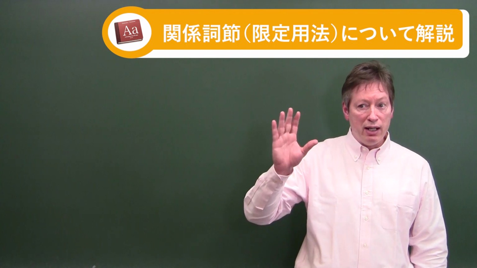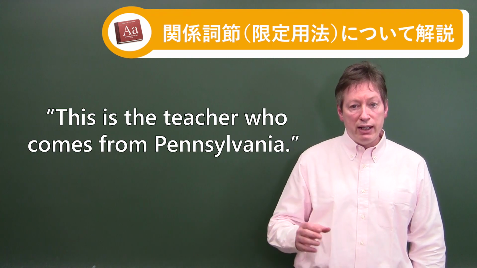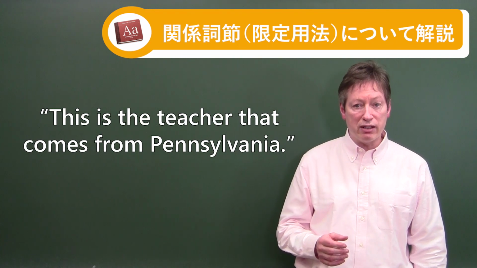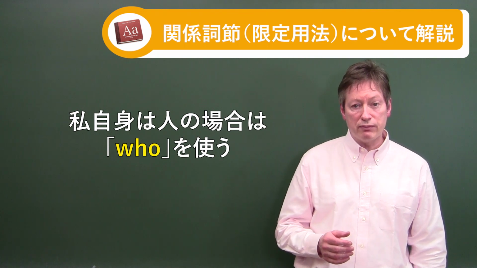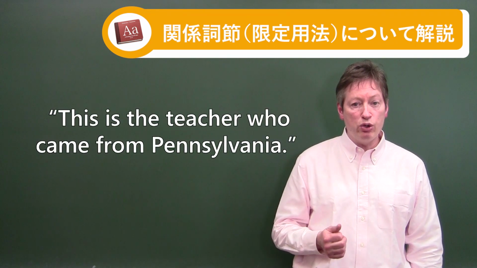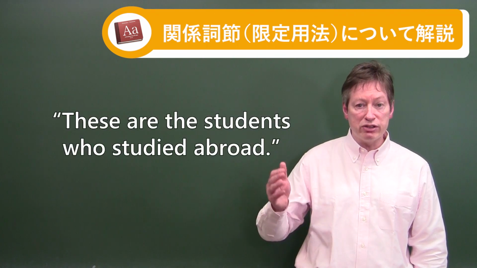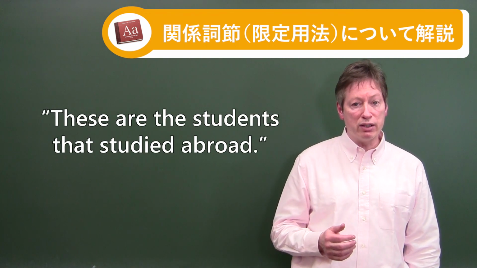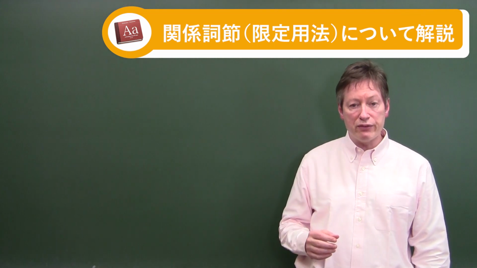My next case is on a teacher, which is a person. Now we're gonna use who or that. So this is the teacher who comes from Pennsylvania. Or this is the teacher that comes from Pennsylvania. Personally, I generally use who with people. You could use that, but in my case, I like to use who with people. Or if I put in a plural of students, these are the students who studied abroad. Or these are the students that studied abroad, okay? So things, which, that. People, who, or that. Clear enough, I hope, on that.